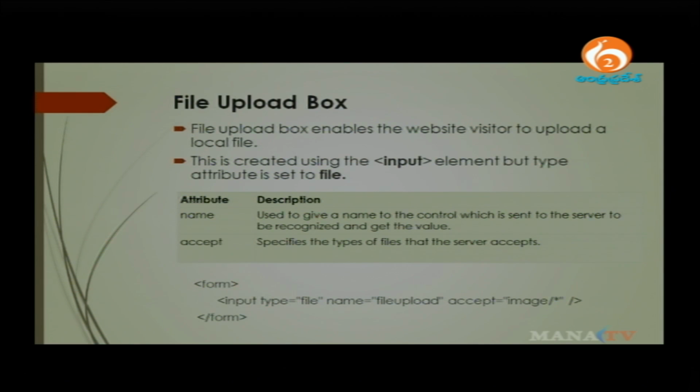Now the file upload box. How do we upload a file in the web browser? We will see now. The file upload box enables the website visitor to upload a local file. It is created using the input element, but the type attribute is set to file. Below, we can see the example: form input type equal to file, name is file upload, and accept image slash star. So, it will accept images, but we will not see the image part now. The name and accept are the common attributes that we will be using with the input of type file.